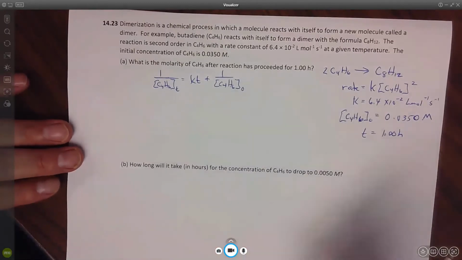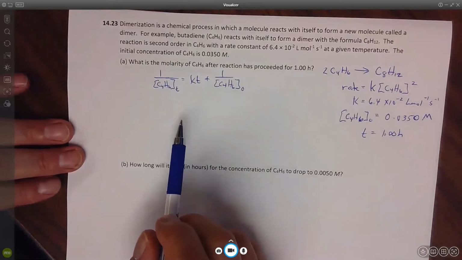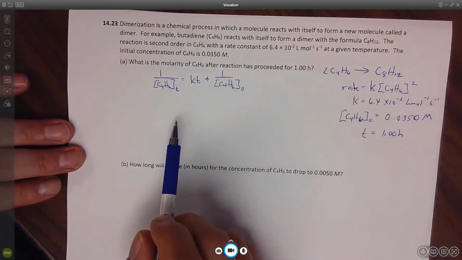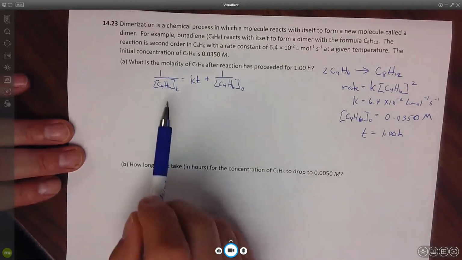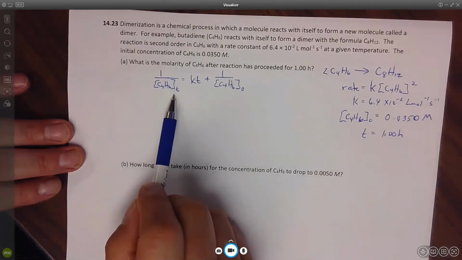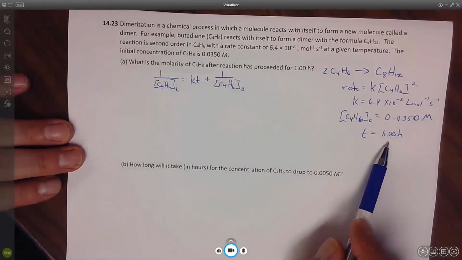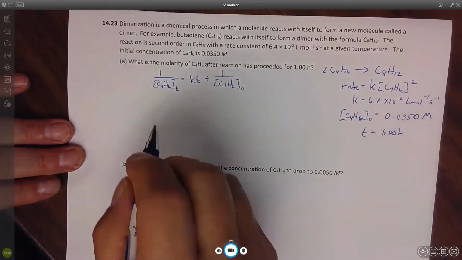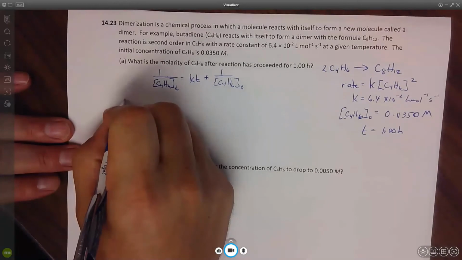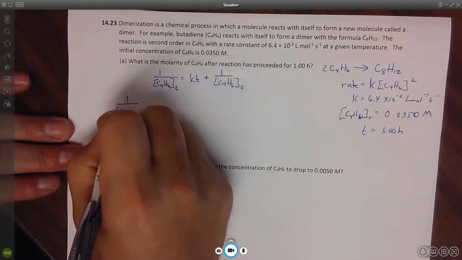Okay, and so what are we solving for here? You would be solving for the concentration on the left side. Right? Yeah, right, the concentration at some time T. T, of course, being the 1 hour. Okay, so let's just leave it the way it is. So we'll just solve it like this.